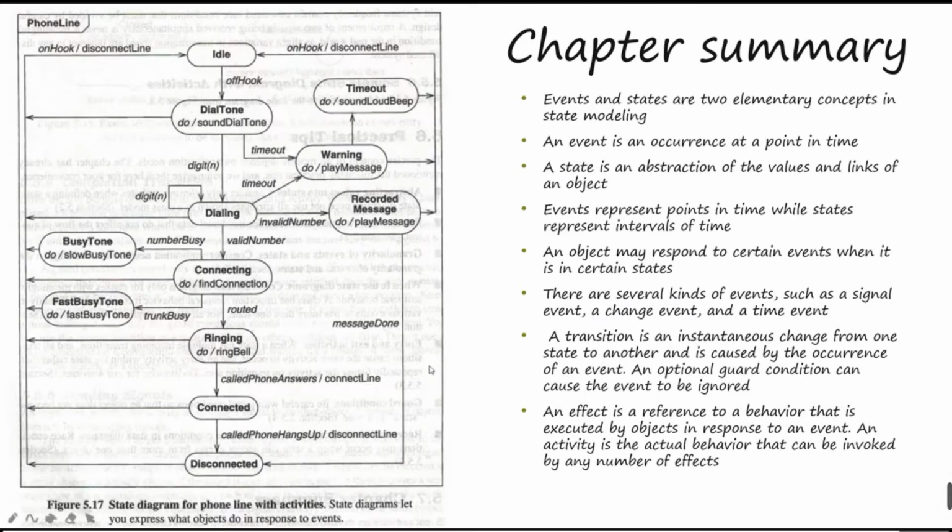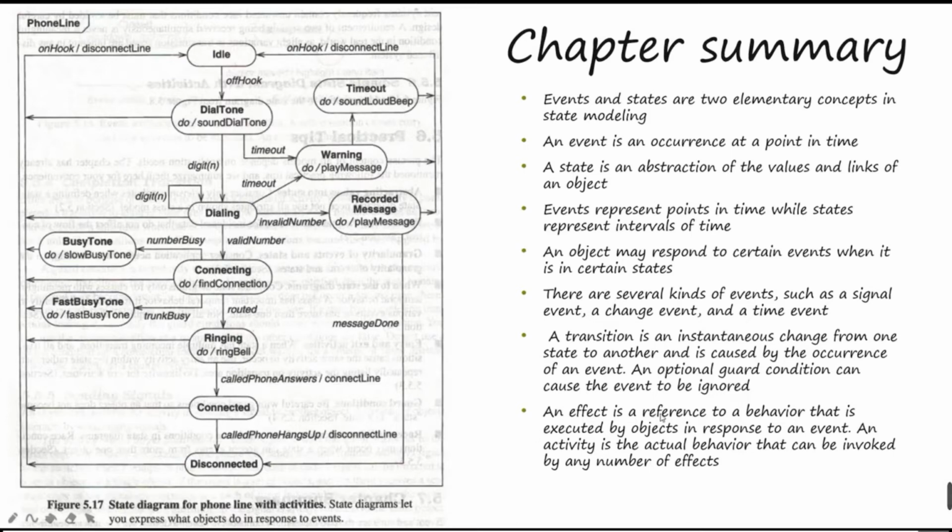And a transition is an instantaneous change from one state to another, and is caused by the occurrence of an event. For example, when you go off hook, it will transition from idle to dial tone. And an optional guard condition can cause the event to be ignored. It means that if the guard condition is not satisfied, then the event will be ignored.